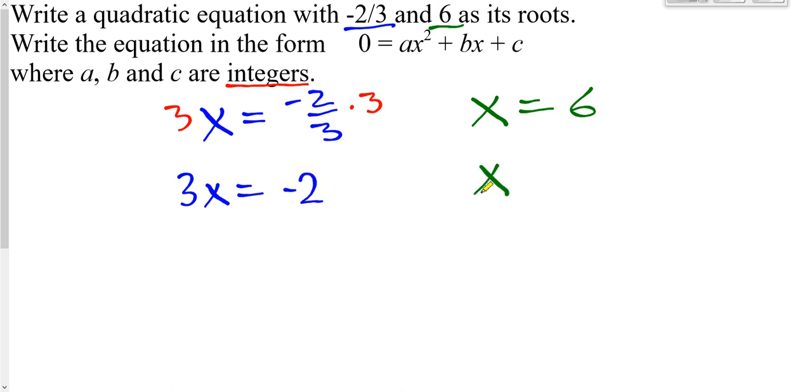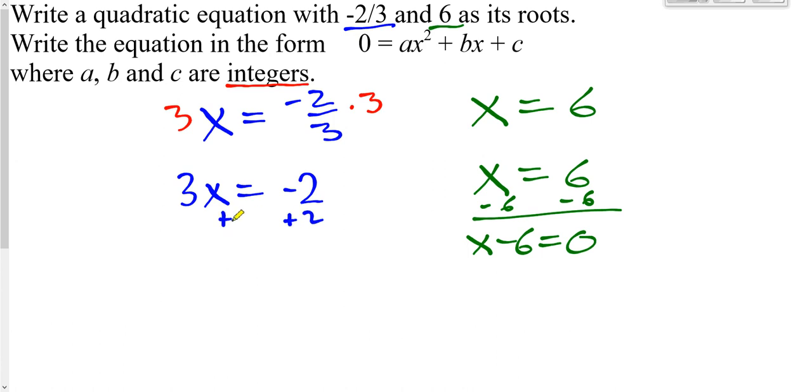Now, in the blue and the green, to finish this, we need to have our variables on one side, and then set equal to 0. So in the green, I need to subtract a 6 from both sides, and I would get an x minus 6 is equal to 0. And then in the blue, I'd have to add a 2 to both sides, and I get a 3x plus 2 is equal to 0.